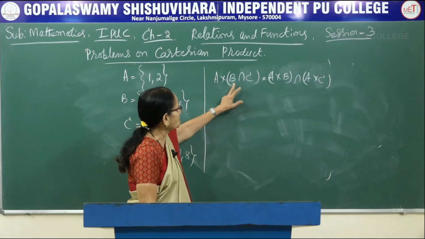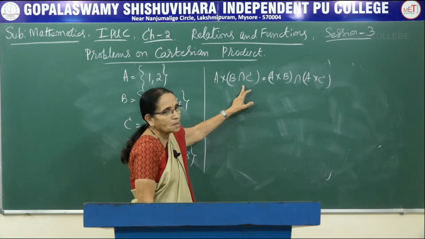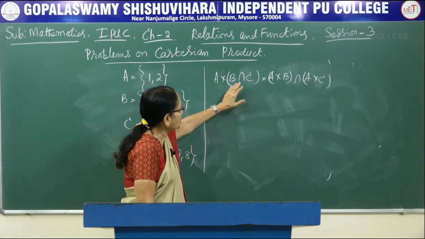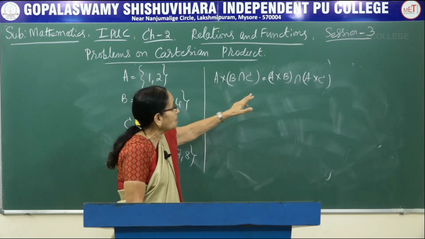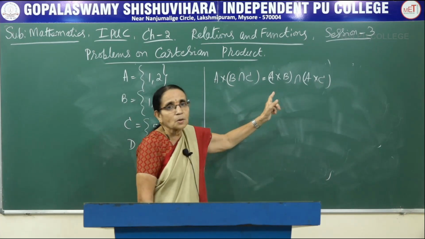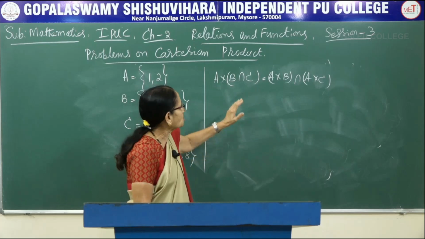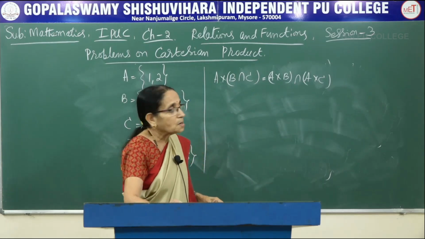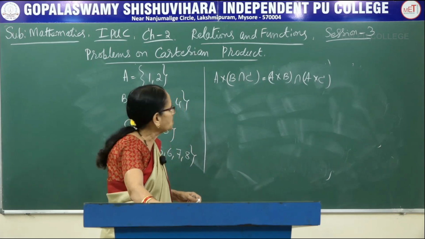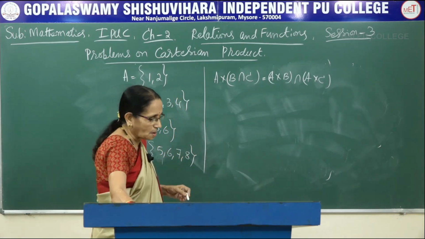There are two operations in it. One is the Cartesian product, another is the intersection. So taking the intersection, then taking the Cartesian product is as good as taking the intersection of the respective Cartesian products. So find the left hand side, find the right hand side, see that they are equal to each other. Now we will try to get the result here.